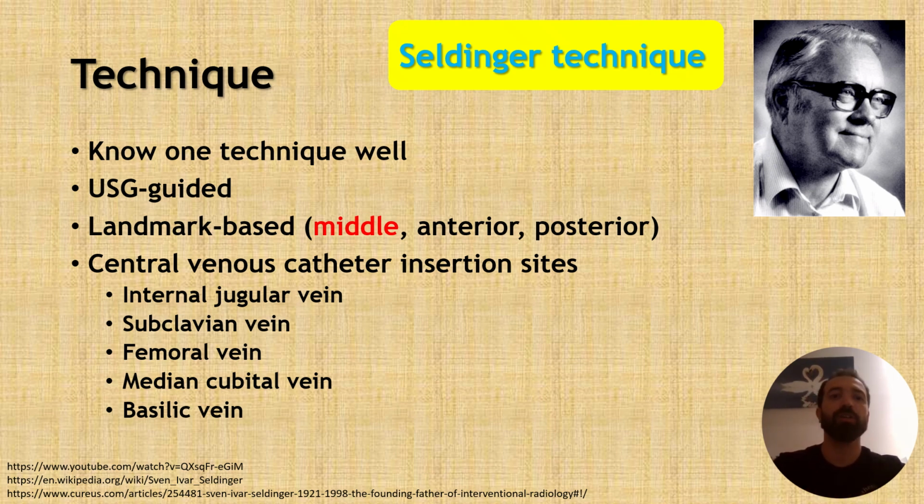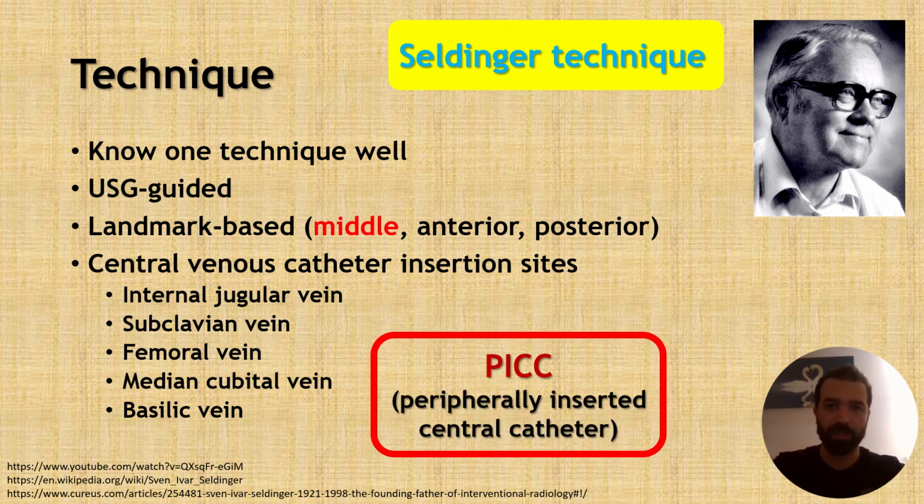Besides the internal jugular vein, other cannulation sites include the subclavian, femoral, median cubital, and basilic veins. Catheters inserted from these latter ones are called PICCs, or peripherally inserted central catheters.